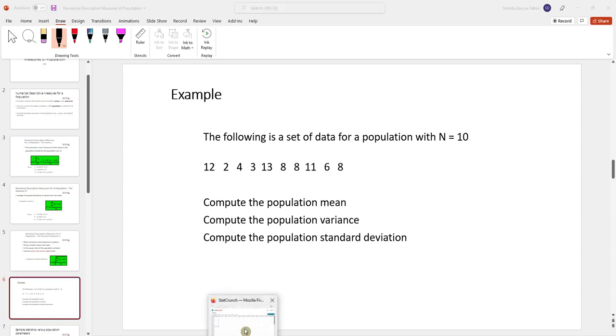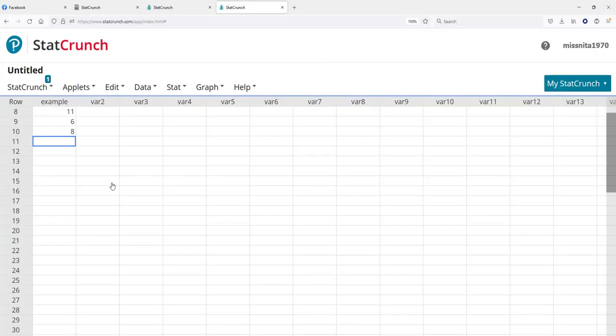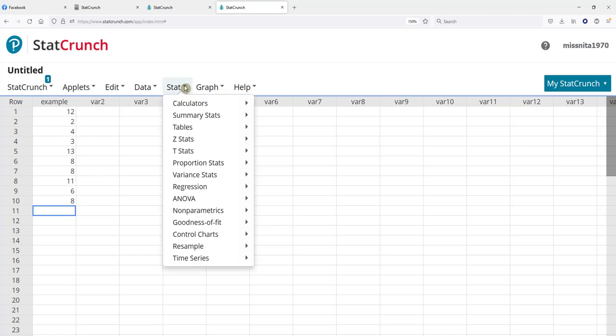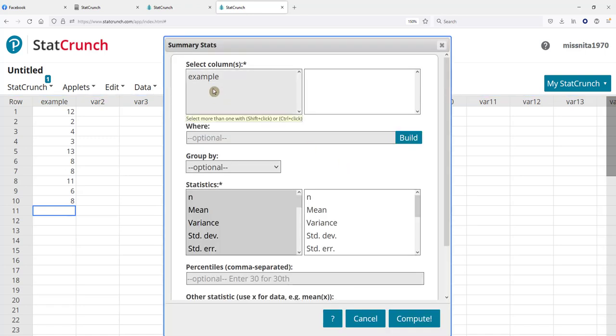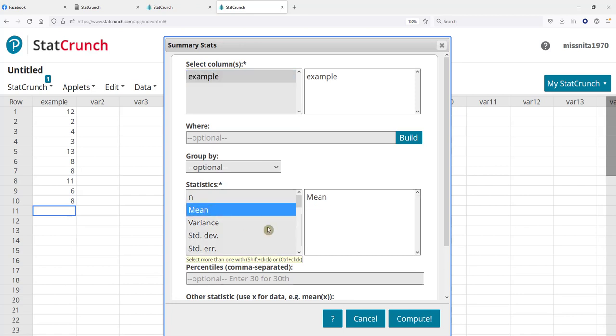So if we go to StatCrunch, I already have my data values listed under the example column. So what we'll do is we'll go to Stat, Summary Stats, and Columns. I'm going to click on Example, and we want the mean. Like I said, the population mean is calculated the same way as the sample mean. If you look here, we also have variance and standard deviation.